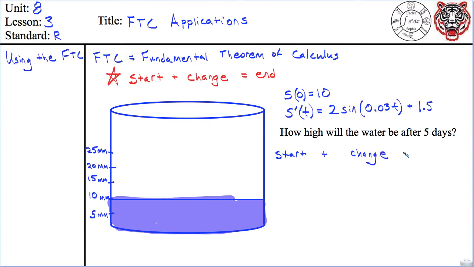Start plus change is equal to end. All right, so our start was what, girls? 10. What is our change? Careful. Antiderivative from 0 to 5 of this thing, right? Of s prime of t.